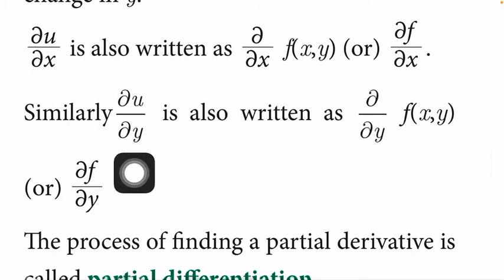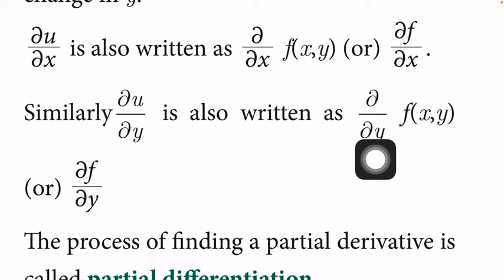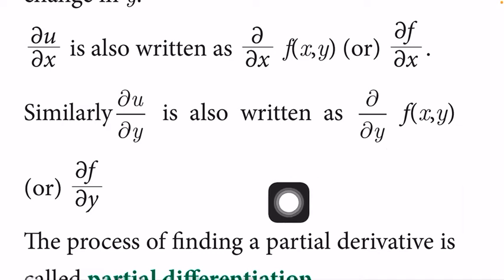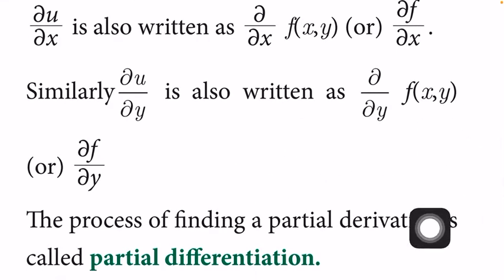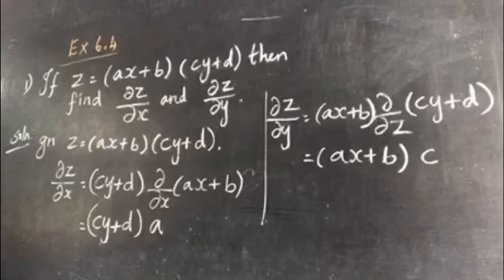Here dou u by dou y means we are differentiating the function u with respect to y. That means we should treat x as a constant. While differentiating it with respect to x, we need to treat y as constant. Okay. So, dou u by dou y is differentiating f of x comma y with respect to y. So, the process of finding a partial derivative is known as partial differentiation.